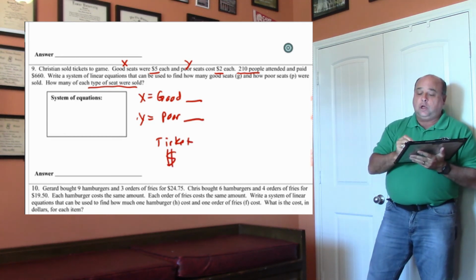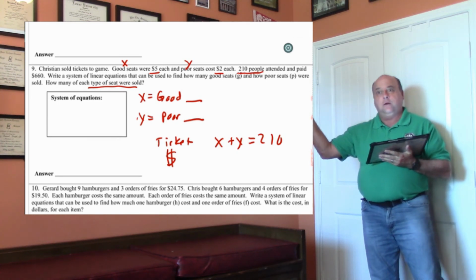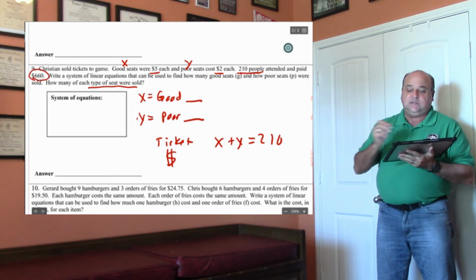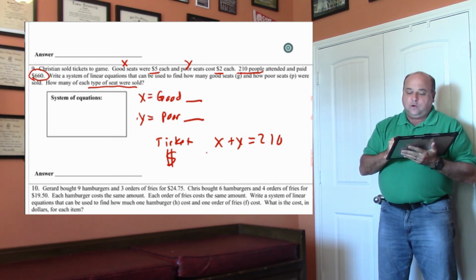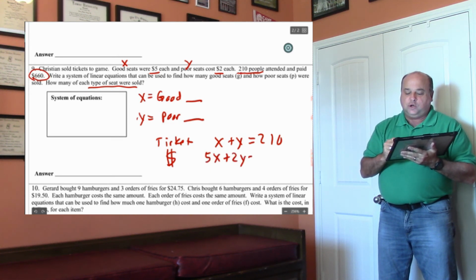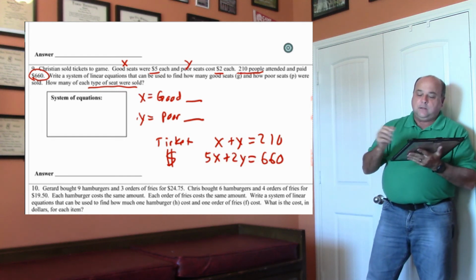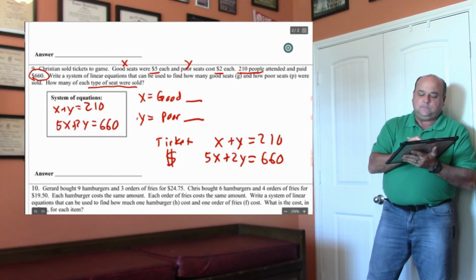So how many tickets were sold? 210 people attended, right? So we're going to add up the tickets and get 210. The next equation will be the money problem. They raised $660, right? So make a standard equation. Good seats were $5, poor seats were $2, and you raised $660. You'll hit menu 3-2, type those in, and that will be the answer. So my system of equations is x plus y equals 210, and 5x plus 2y equals 660.